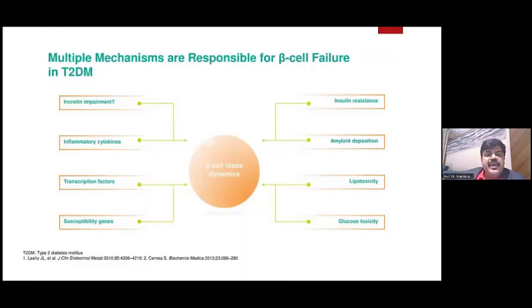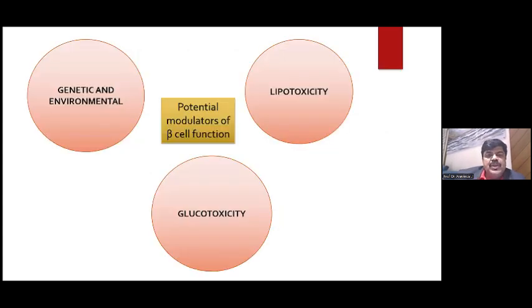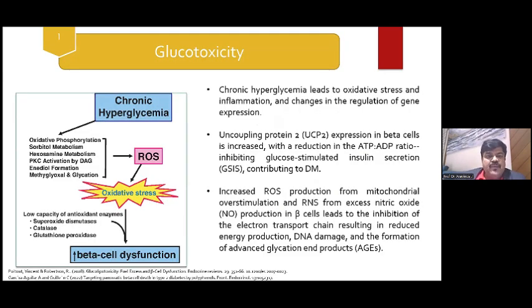So there are multiple mechanisms responsible for beta cell failure in type 2 diabetes. On the left hand side, you can see incretin impairment, inflammatory cytokines, transcription factor, susceptibility genes. On the right hand side, you can see insulin resistance, amyloid deposition, lipotoxicity, and glucose toxicity. So the potential modulators of beta cell function, that is environmental and genetic, lipotoxicity, and glucotoxicity, are the 3 important factors. So if you take the glucotoxicity, what does it do?